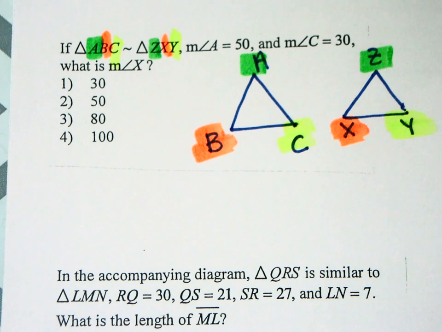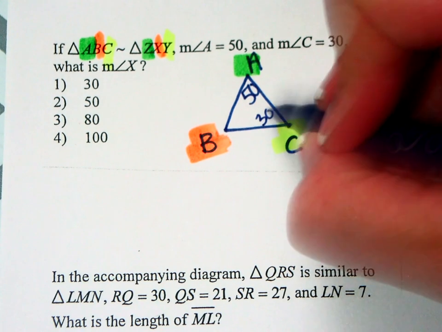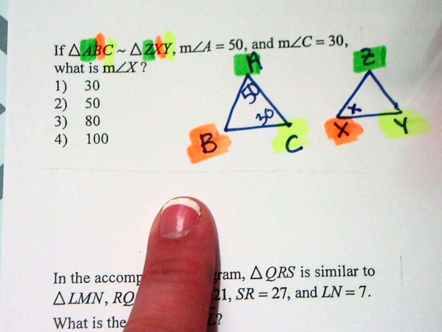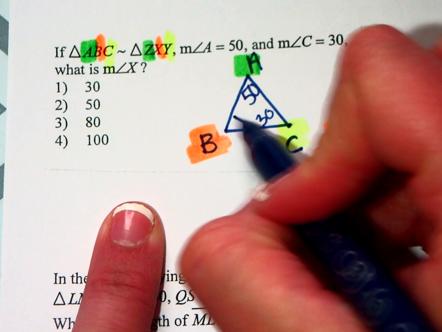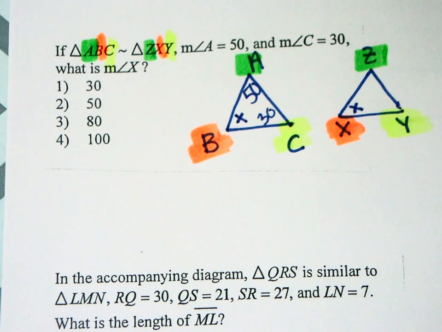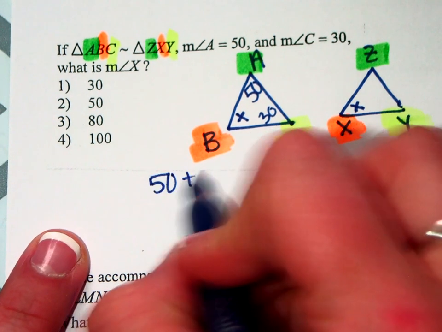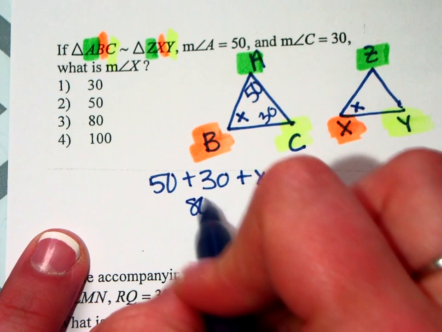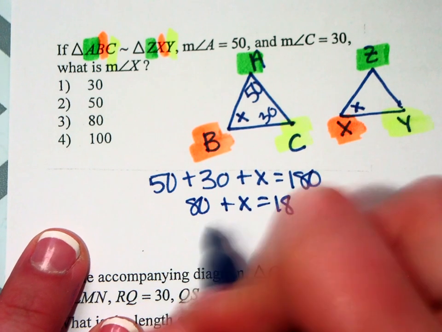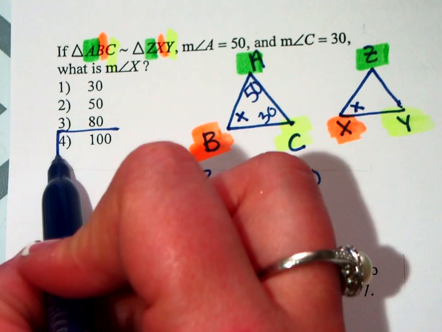Angle A is 50, angle C is 30, and we need to find X. Now we know X and B have to go together, so I'm just going to stick X over here. To solve for the measure of angle X, I'm going to solve for the measure of angle B. So 50 plus 30 plus X equals 180. When I subtract 80, X is 100, which is option 4.